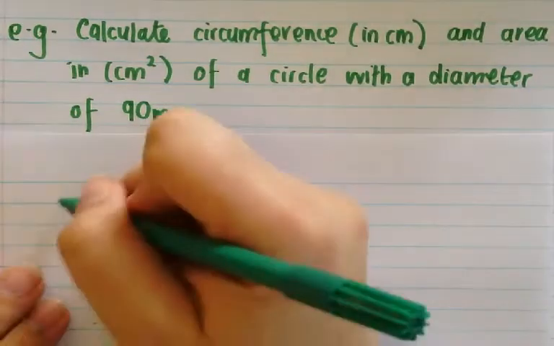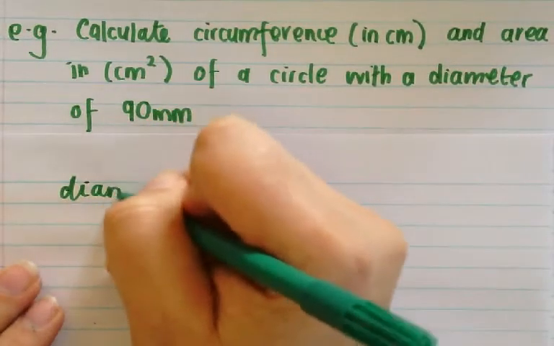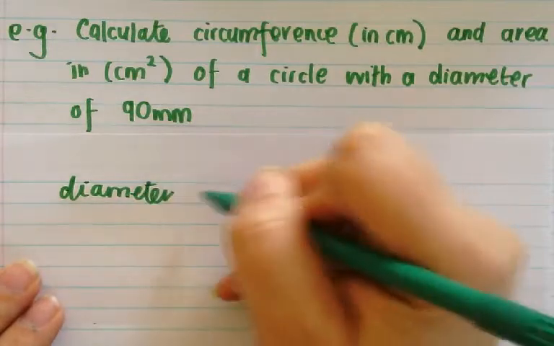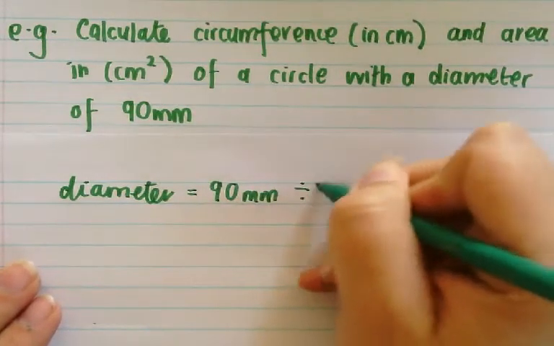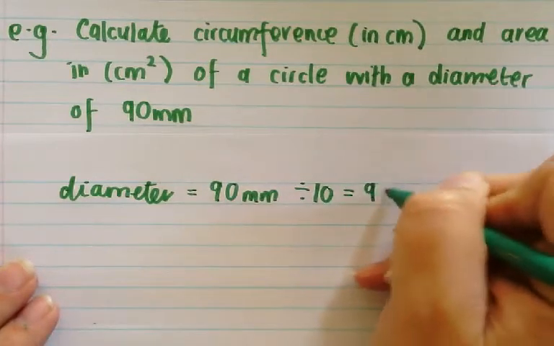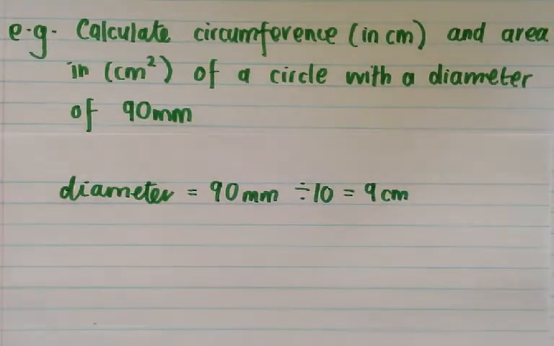Okay, so diameter equals 90 millimeters divided by 10 equals 9 centimeters. And I'm going to give you a tip that will save you a lot of stress in the next 3 years. Always convert first. Jack, your question. Yes, you can. Always convert first.